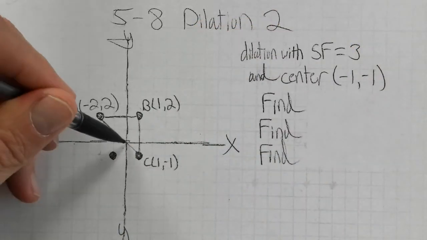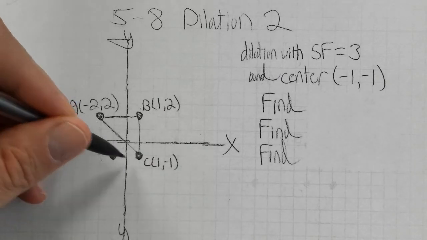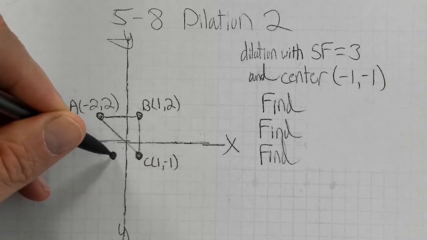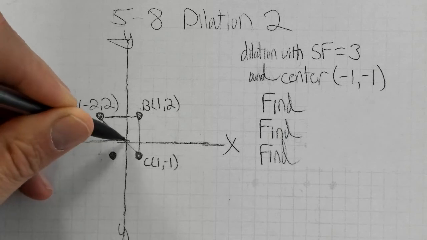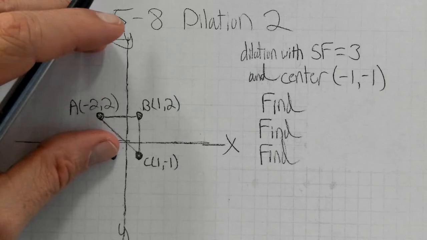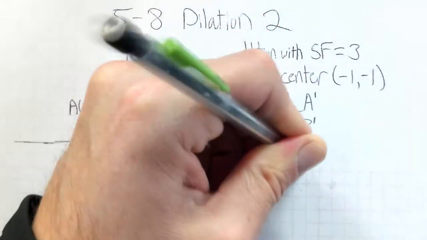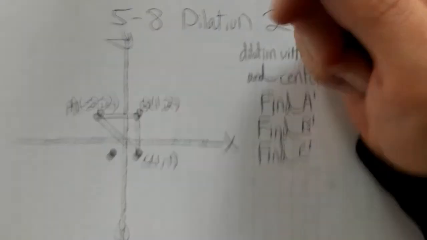That is the point around which the triangle is going to get 3 times as big. Okay, so again, 0, 0 is not my center anymore. So when I'm doing my counting, everything is going to count from the center of dilation, not the center of the graph. That's very important to make sure that we understand. And of course, here we're going to be finding A prime, B prime, and C prime.